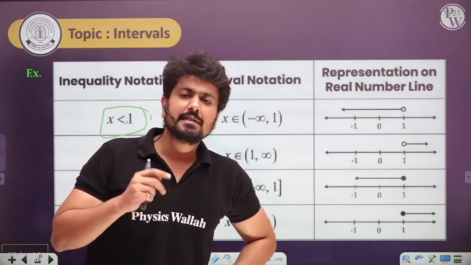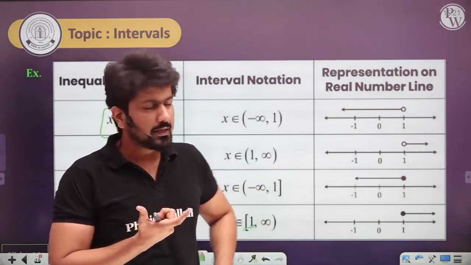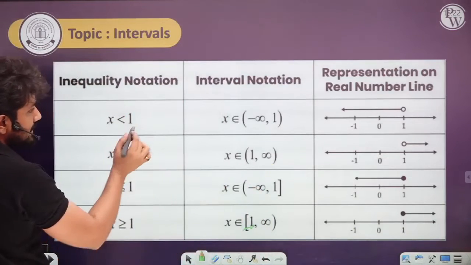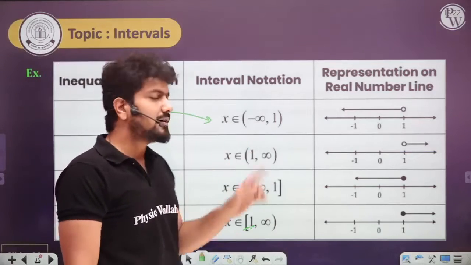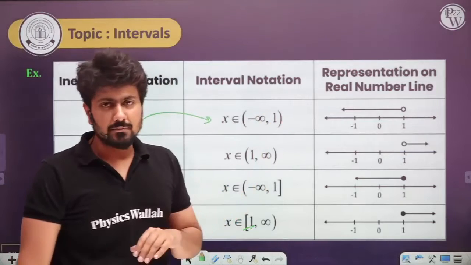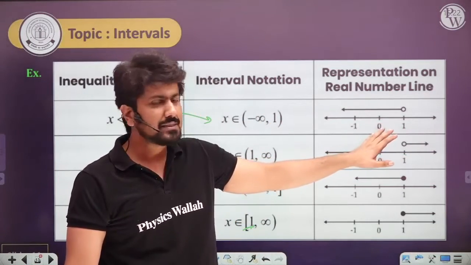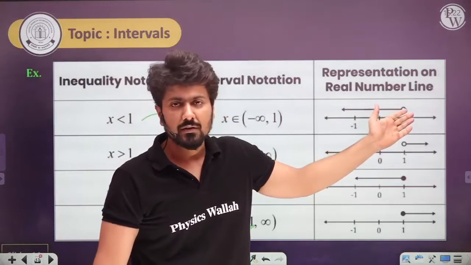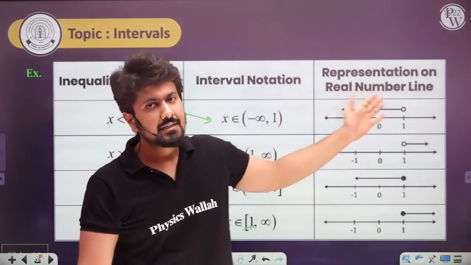Now, there's a different way to represent all of this in the interval format. Like X less than 1, in the interval format, we represent it as X belongs to. This symbol is the belongs to symbol. Minus infinity to 1. You can imagine it on the number line: X is basically a number from minus infinity till 1. X is a number in this interval from minus infinity till 1.